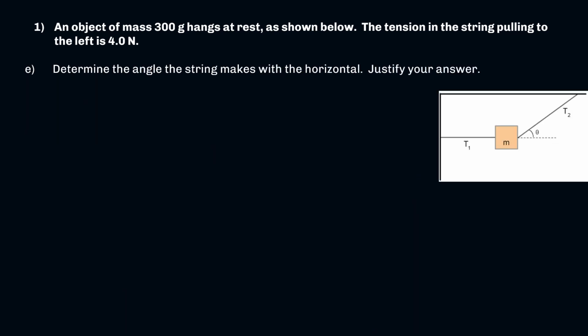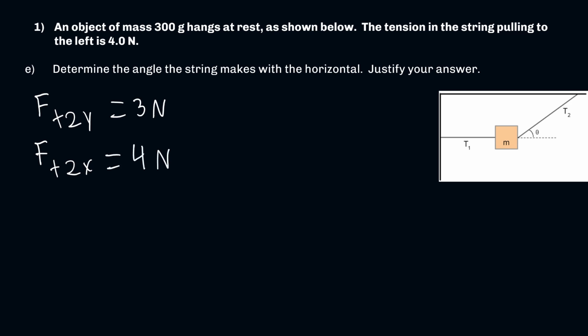So we figured out here that ft2y is equal to 3 newtons. We figured out that ft2x is equal to 4 newtons. And we want to find the angle. So again, essentially we have a triangle here. So we found the hypotenuse, but we're not worried about that as much right now. We have both the legs, the base and the height.